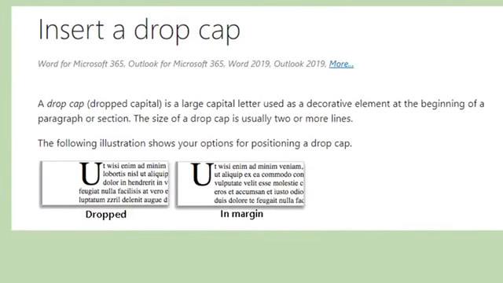Then, how do you insert a drop cap? A drop cap is a large capital letter used as a decorative element at the beginning of a paragraph or section. The size of a drop cap is usually two or more lines. The following illustration shows your option for positioning a drop cap, and therefore you have two types of drop cap. You have dropped and in margin, as demonstrated here.